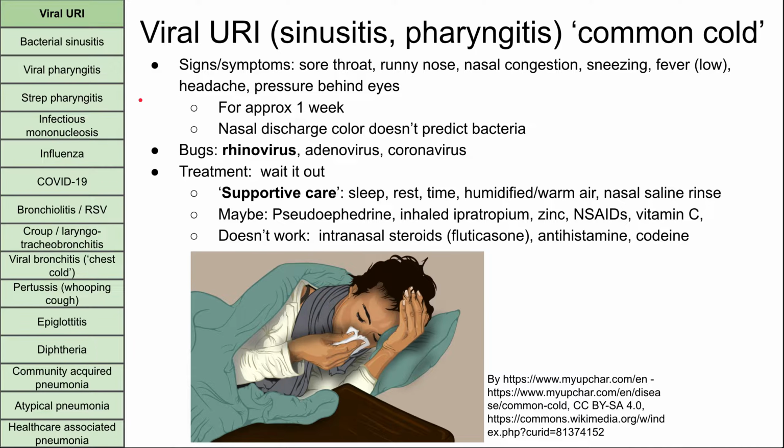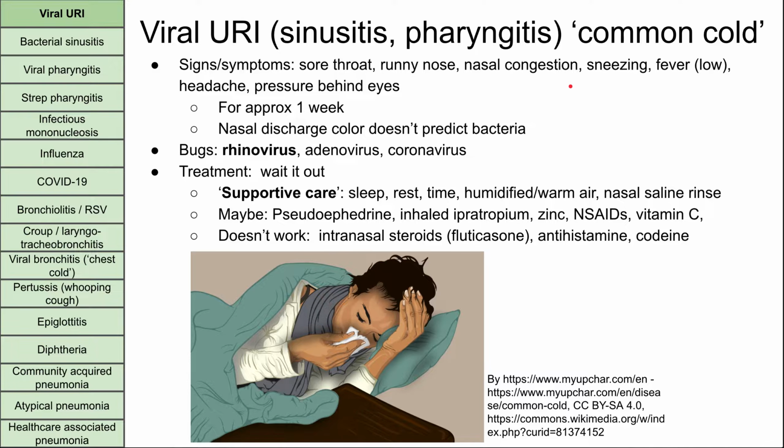Let's start with viral upper respiratory infection. This is also called sinusitis, I guess viral sinusitis, viral pharyngitis, or the common cold. There's a few signs and symptoms that are non-specific to the list here, but that includes sore throat, runny nose, nasal congestion, sneezing. You can get a fever. Usually it's not the highest fever. It's not as high as a fever from a bacterial infection, so kind of low-grade fever. Headache and pressure behind the eyes.